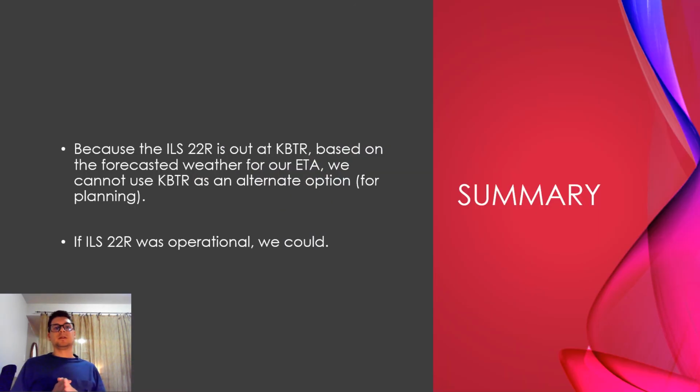In summary, because the ILS for runway 22 is out of service, based on the weather forecast for our ETA, we cannot use Baton Rouge as an alternate option for planning. If we were in flight and we actually needed to use it as an alternate, we could. But again, based on that forecast, there's going to be thunderstorms and whatnot, so it doesn't look like a good place to head to anyway.